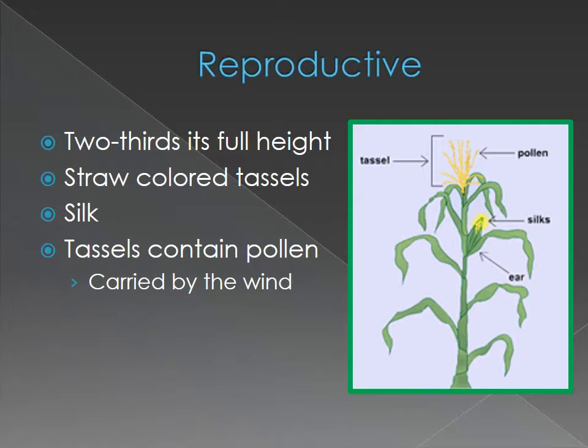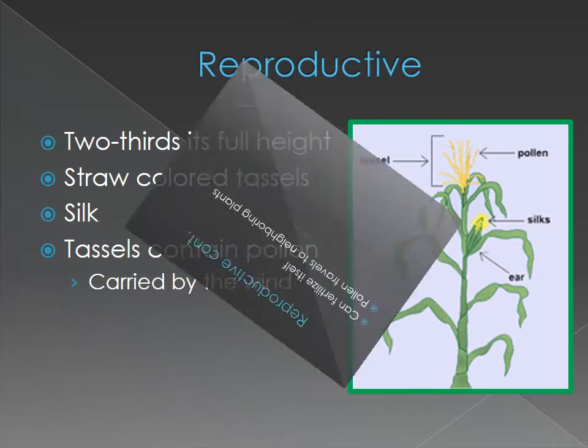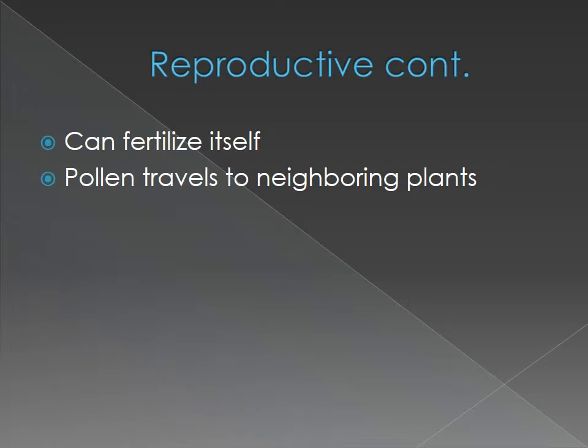When the stalk reaches about 2/3 of its full height, its reproductive process starts. The plant first develops straw-colored tassels near the top. About three days after corn tassels, the silk of the female flower appears. The tassels contain pollen that falls down and is carried to the silk by the wind. Although it's possible for a corn plant to fertilize itself, the pollen usually travels to neighboring plants.